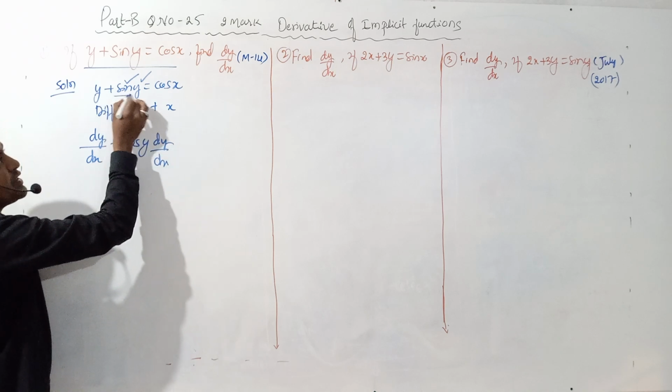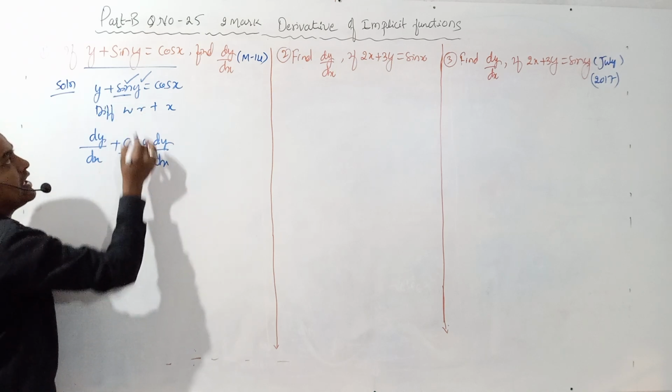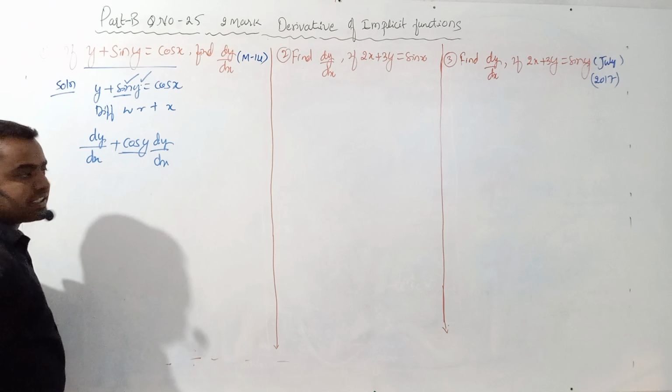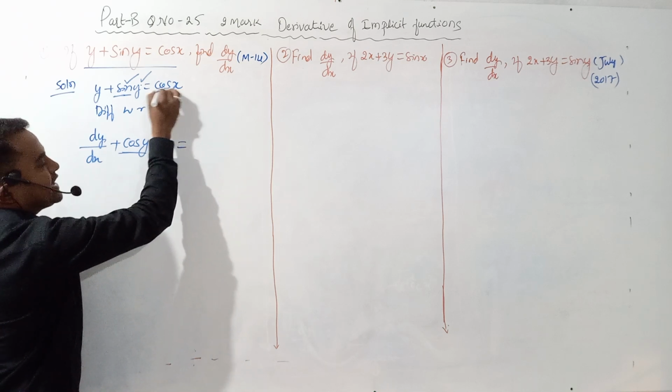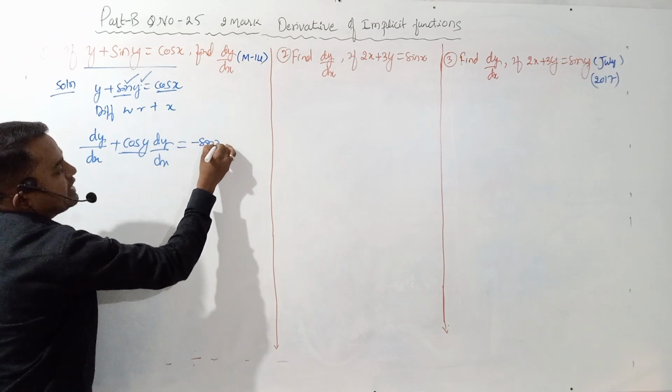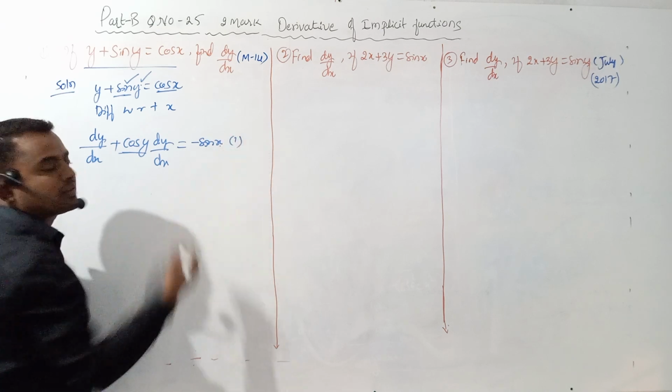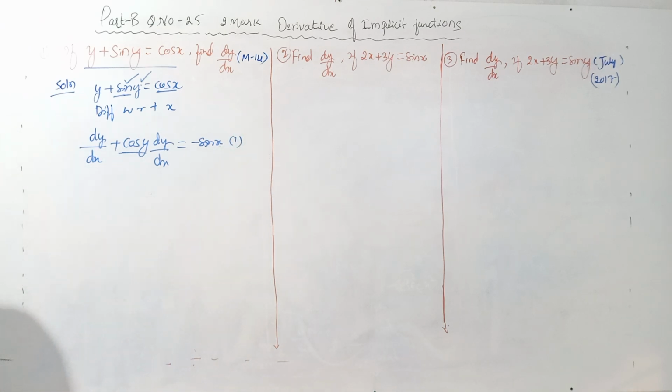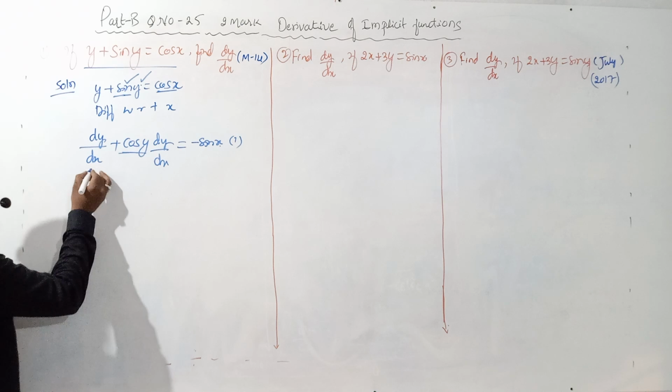Derivative of sin y is cos y. Derivative of y is dy by dx. This is equal to derivative of cos x, which is minus sin x. Derivative of x with respect to x is 1. Now take dy by dx.